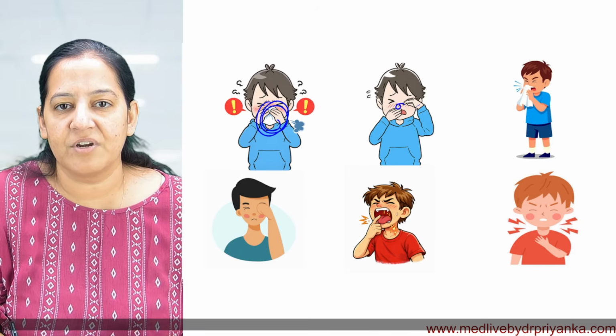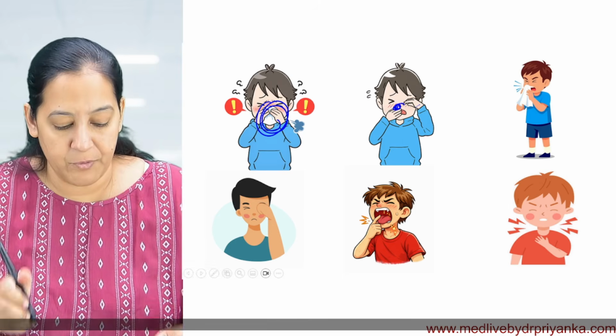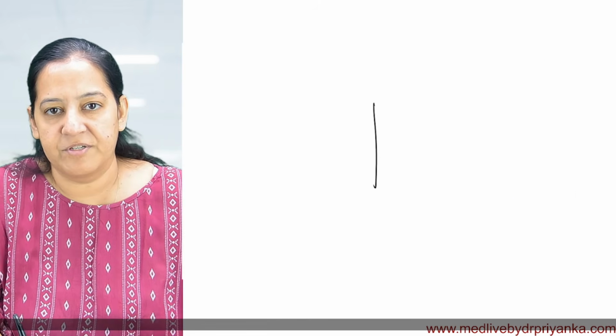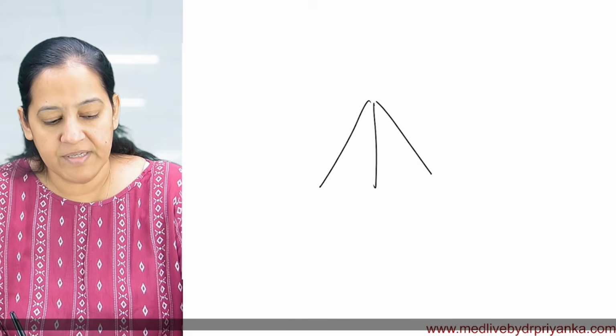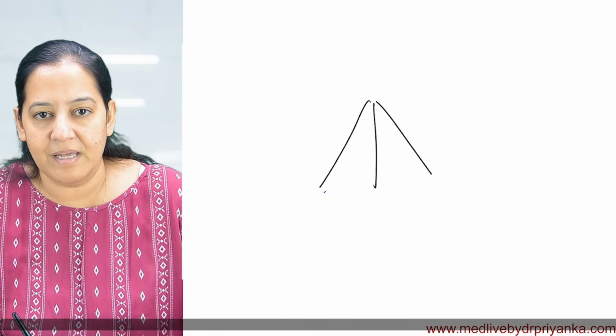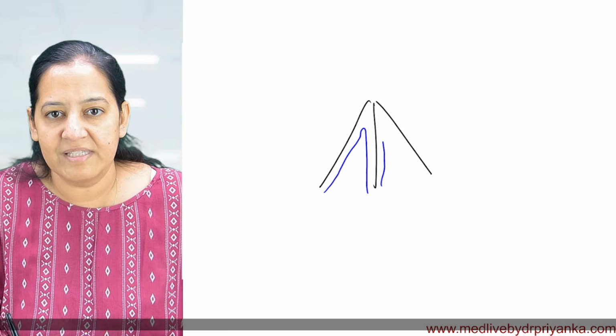Nasal blockage. It is congested and edematous from inside, the mucosa on both sides. So this is the nasal septum. These are the lateral walls. You can see I'm drawing the nasal mucosa. So this is the nasal mucosa, which is lining here, which is lining here.